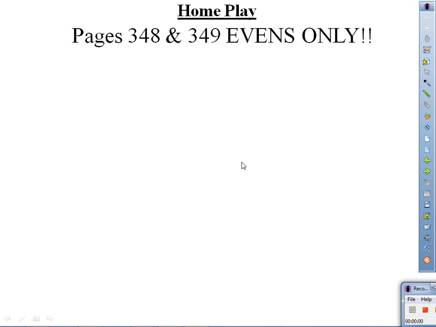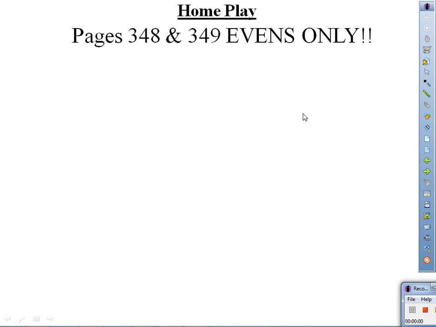Once again, our home plate for tonight is pages 348 and 349, evens only. Well, unless you want to do all of them, that's up to you. Extra practice. There's only 13 problems in there. But if you do evens only, then you only do half.